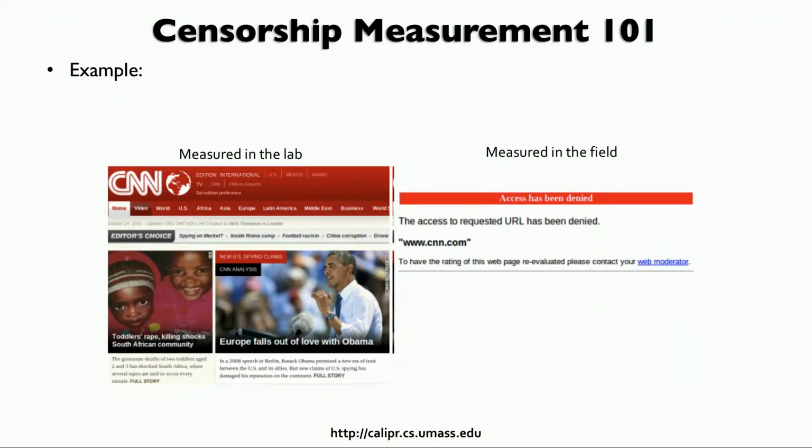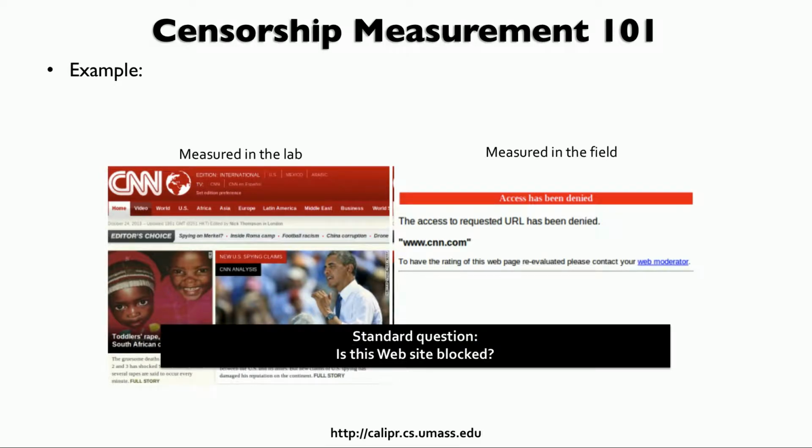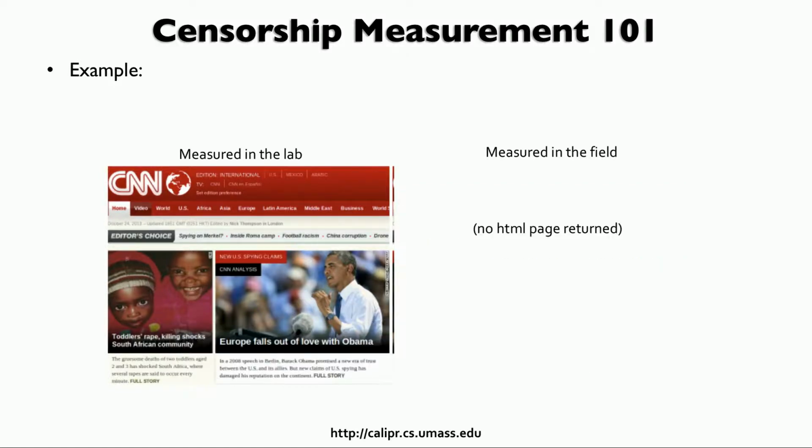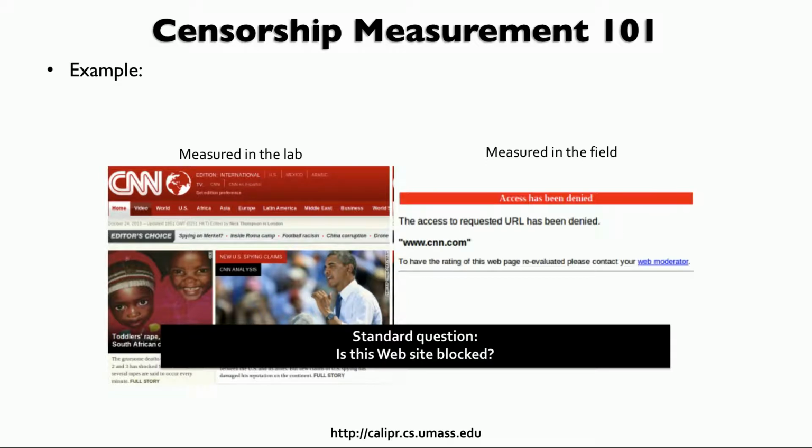When we talk about measuring internet censorship, we might perform an experiment like what you see on the slide here. So we might access CNN from our lab at the University of Massachusetts, and then we'll try to access CNN from a network where we suspect filtering is happening. So this might be Yemen, Burma, China, pick your favorite censoring country. So we've got the results of this experiment, and the standard question is, well, is this website being blocked? Obviously, looking at the results on the slide here, the page says access denied. We can conclude that it's being blocked.